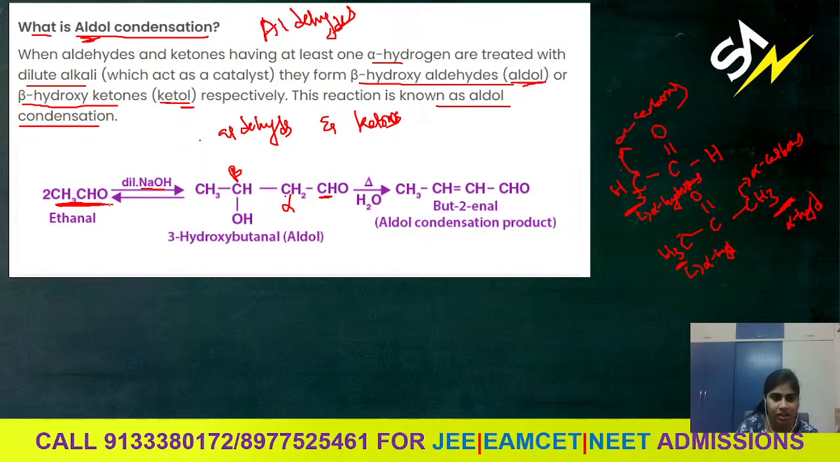If we use 2 moles of ethanal as reactant, the product is 3-hydroxybutanal. So this is the aldol. If you react it further on heating, there is a loss of H2O. So we lose one hydrogen from here and OH from its adjacent carbon. So we will get but-2-enal. So this is the aldol condensation product. In this way you can write aldol condensation.